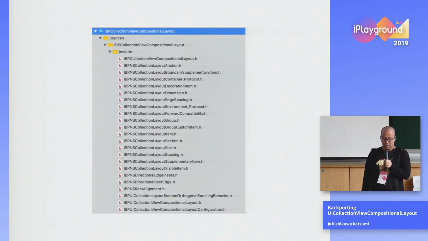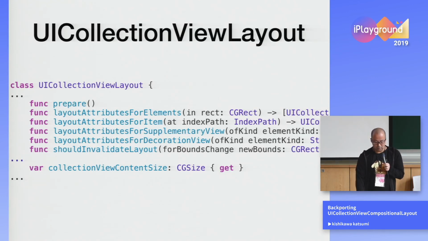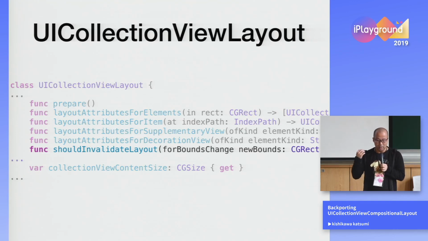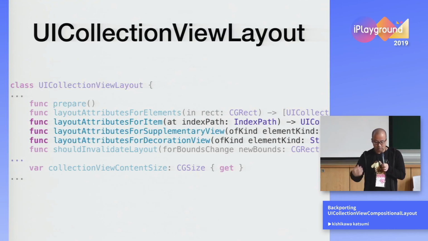To develop this library, first I copied all the interfaces from the UIKit headers. Then I gradually implemented a subclass of UICollectionViewLayout. In the shouldInvalidateLayout method, it returns a value for whether to invalidate the previous layout, and we calculate the layout again. In the prepare method, calculate all positions of the cells, and layout attributes for items, and so on. The method returns the position for a cell on demand.